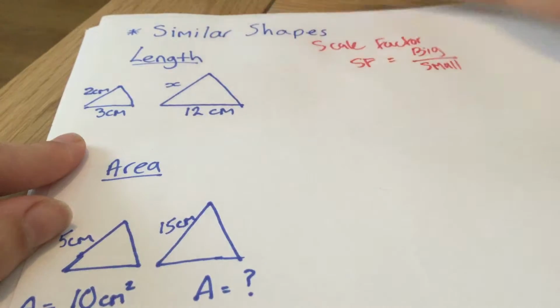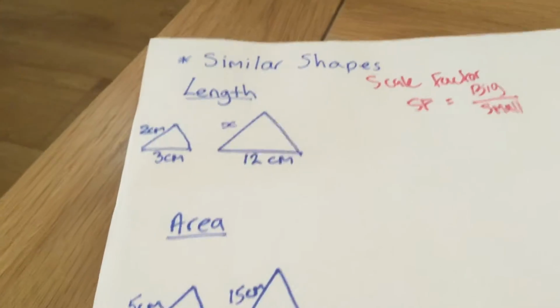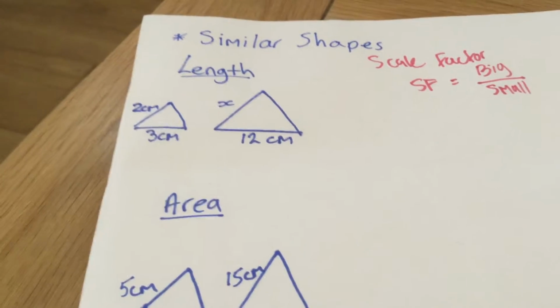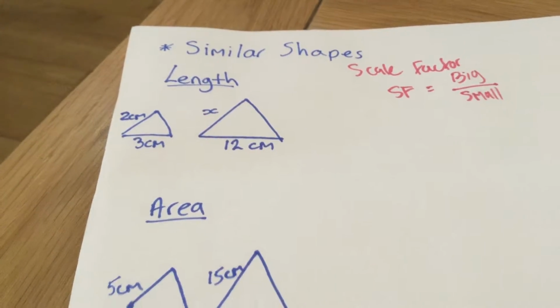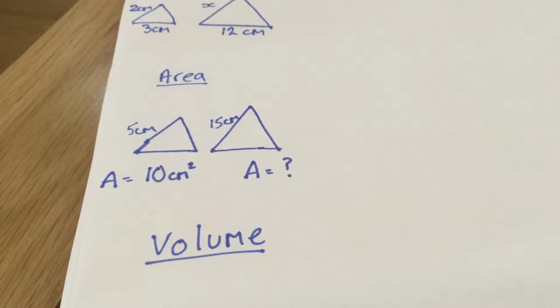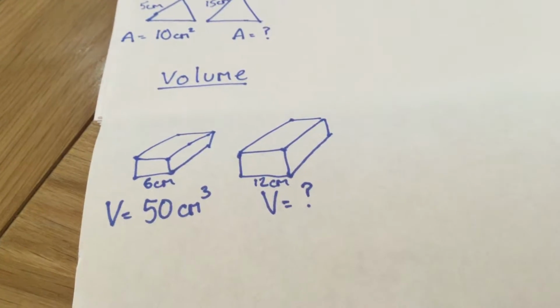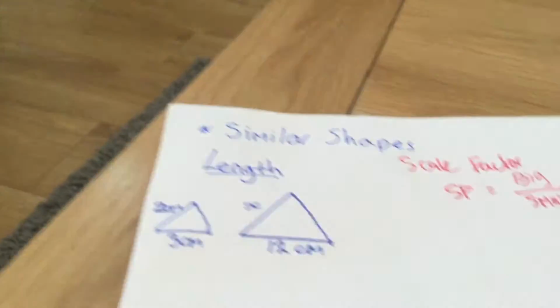So have a little go at this first of all. Now when it's got something to do with scale factors, press pause, look at each of the questions. For the first one, find X. For the second one, find the missing area. And for this one, find the volume.